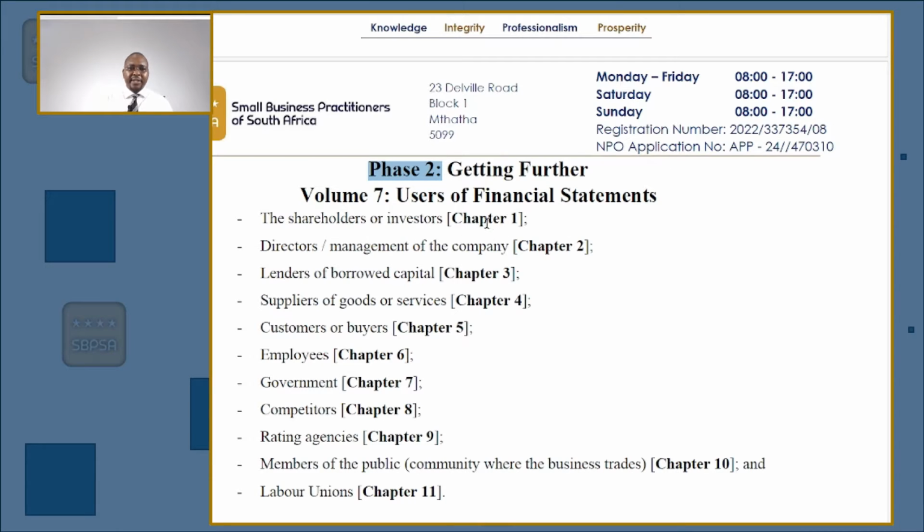So chapter 1 is going to deal with shareholders or investors. For me, I think they should have included lenders and borrowers of capital here, so that it's one and the same thing, but sometimes it's difficult to separate shareholders, investors and lenders. Then we're going to deal with directors of the company and management. Then the problem comes when the shareholders are also directors and when the directors are also shareholders, so information would normally get messy there.